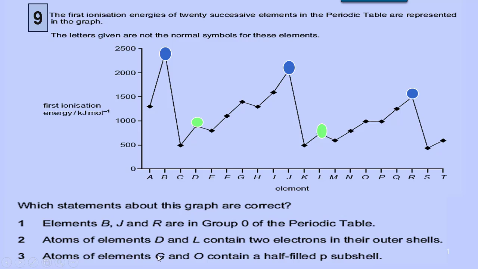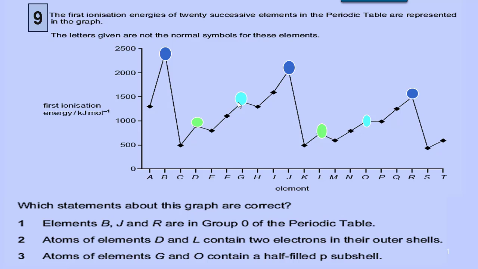Atoms of element J and O contain half-filled p subshell. Let's complete counting. We have here D equal 4, 5, 6, and 7. Let's make the electronic configuration. It will be 1s2, 2s2, 2p3. So this statement about element G is correct. It has half-filled p subshell.